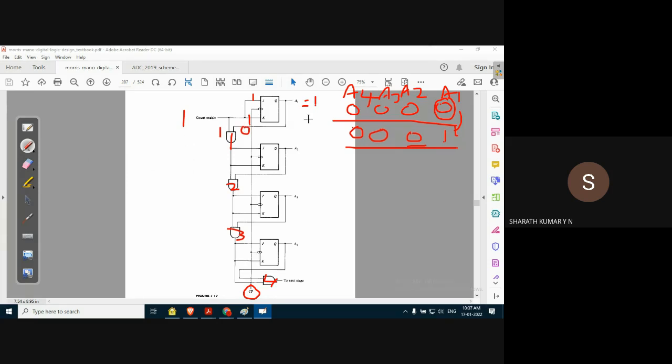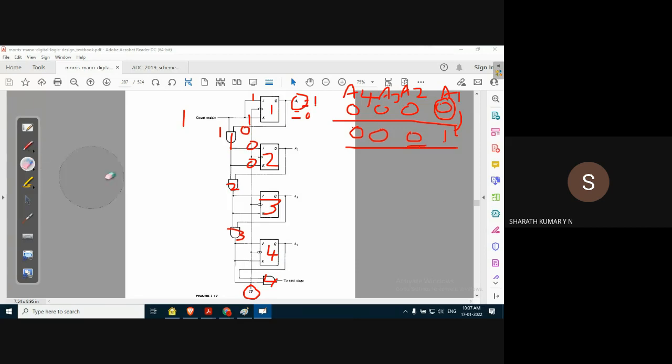Let us say even 1 is applied. Initial state of A1 is 0. So because of this, input for the first AND gate is 1 and 0, whose output is 0, which will force the second, third, and fourth flip flop to remain at 0. That's right. Next, the output of A1 is 1.